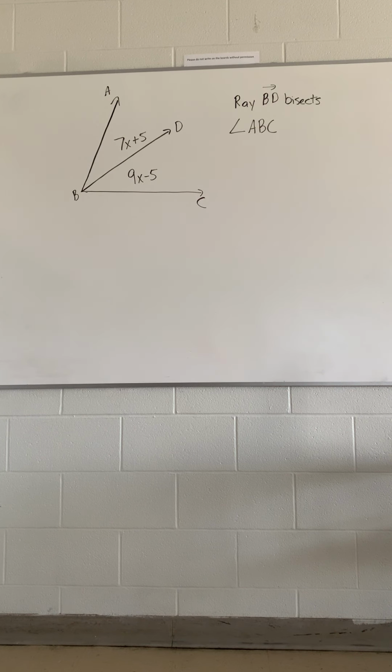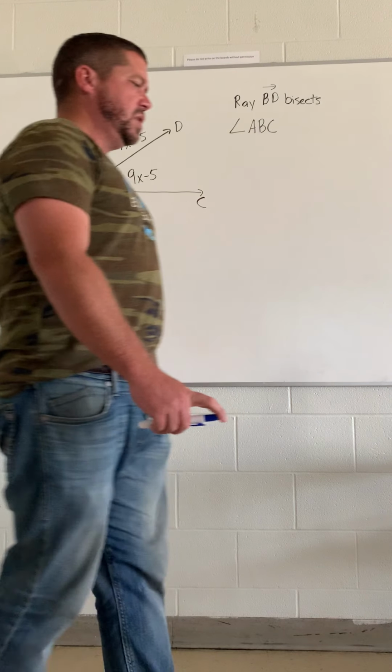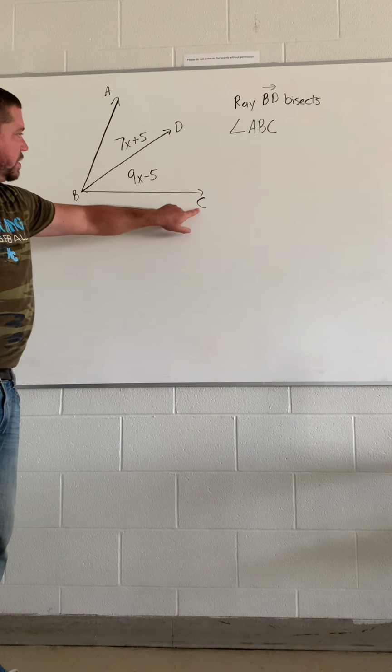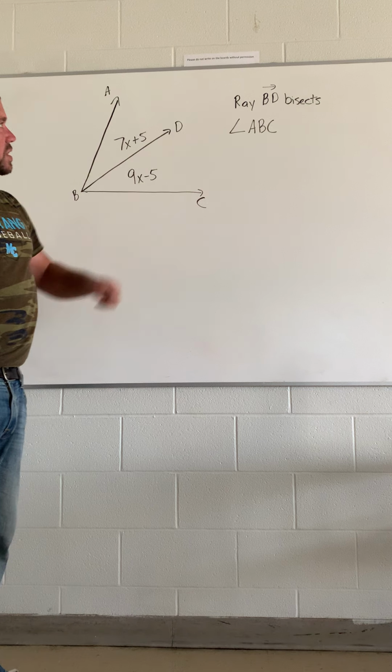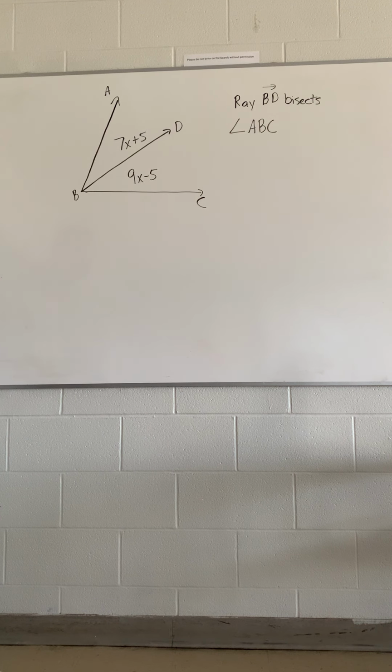All right, welcome guys. Today we're going to talk about angle bisectors, how to solve for x, and how to find the angle measures. So we've got an angle ABC, and you notice it says ray BD bisects angle ABC. That just means that angle ABD and angle DBC are equal. So the bisector means it's going to split the big angle dead in the middle.